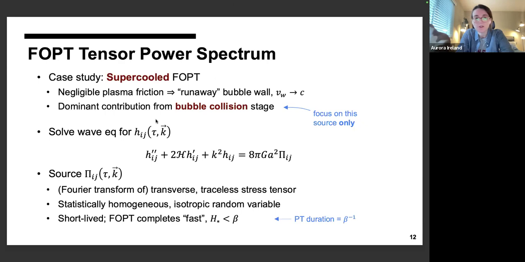Right, so the first thing we need to do is solve the wave equation for our tensor perturbation. Here, this is conformal Hubble. The primes are derivatives with respect to conformal time. And this Π_ij is going to be our source, which is the Fourier transform of the transverse traceless stress tensor. It's a homogeneous isotropic random variable. The other thing to know about it is that it's short-lived, in the sense that the phase transition completes within a Hubble time.